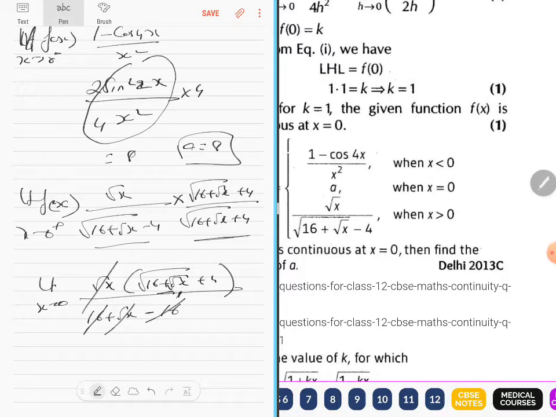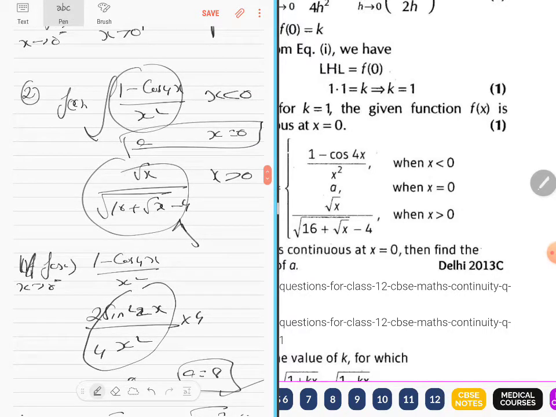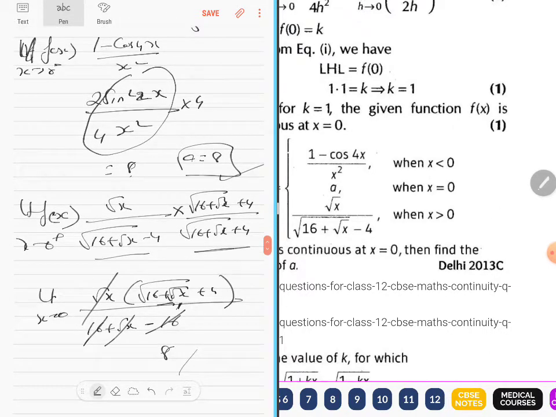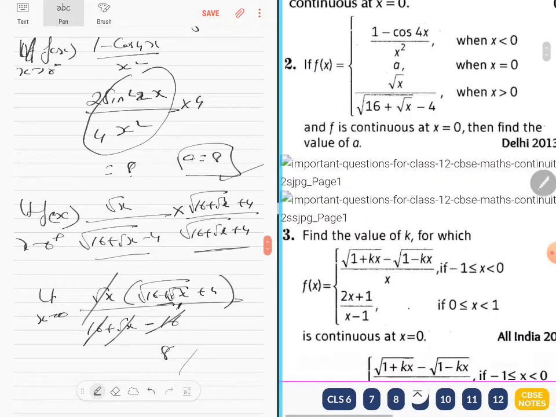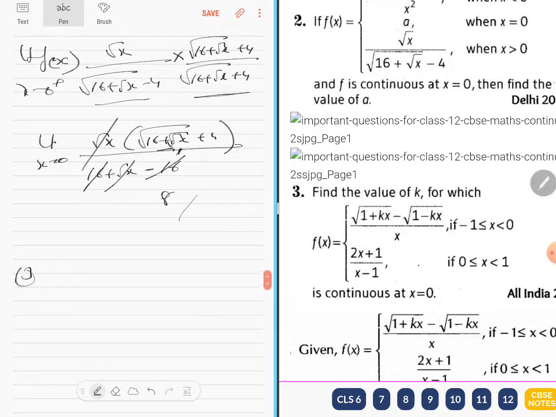This will be 4, since root x is 0, right? In the numerator etc. you can directly substitute. So 4 plus 4 will become 8. Therefore, you got 8, correct? So the answer for a is equal to 8, which we know even by doing the left hand side. But still, if you are approaching towards the centum, we want to complete the sum, so we'll do it. So let's go to the third question.